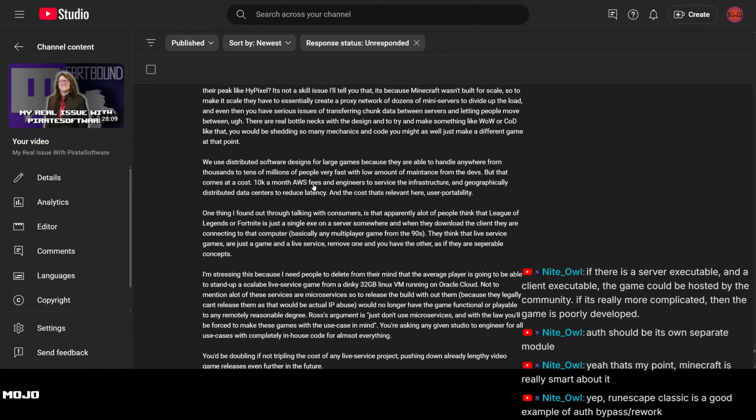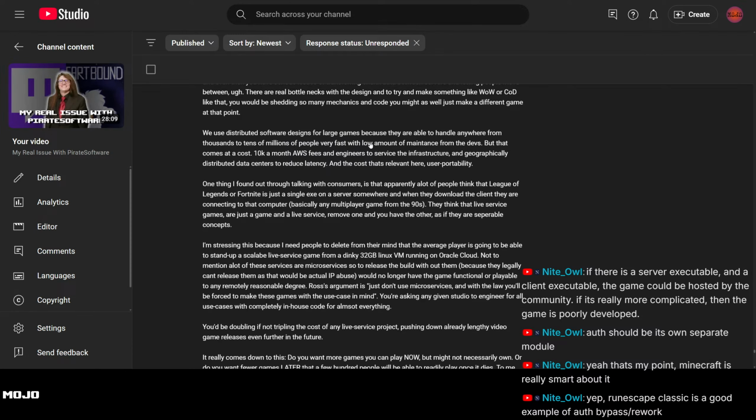We use distributed software designs for large games because they are able to handle anywhere from thousands to tens of millions of people very fast with low amount of maintenance from the devs. But that comes at a cost. And engineers to service the infrastructure and geographically distributed data centers to reduce latency. And the cost that's relevant here, user portability.